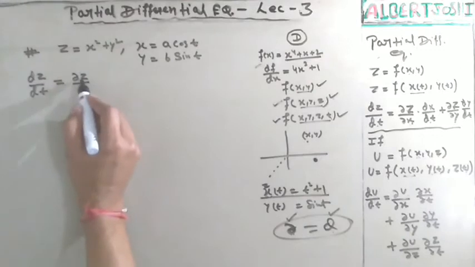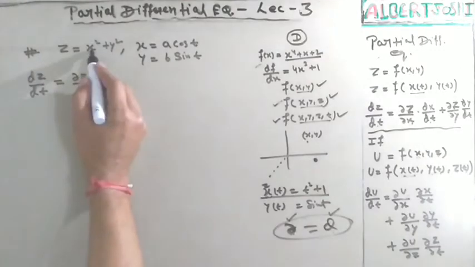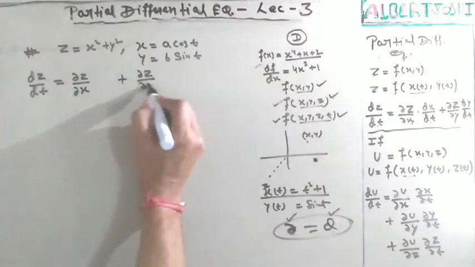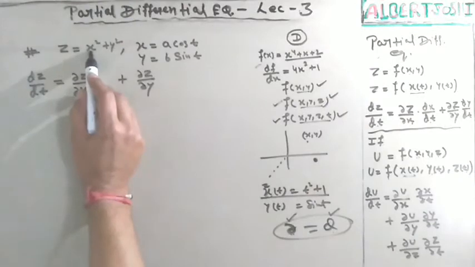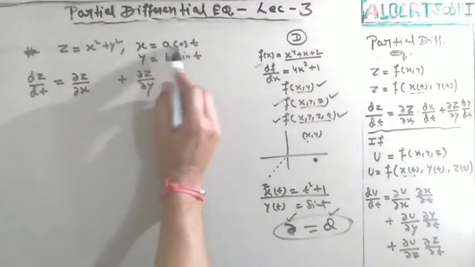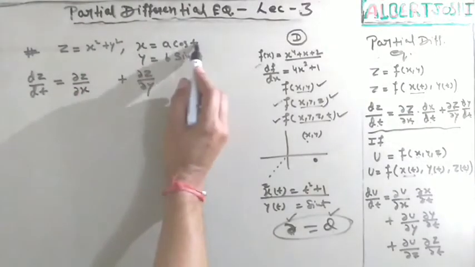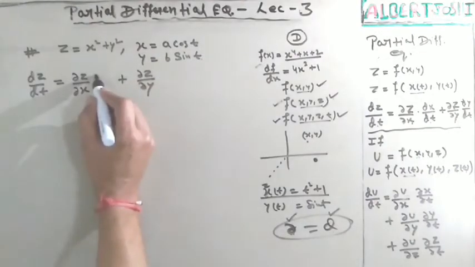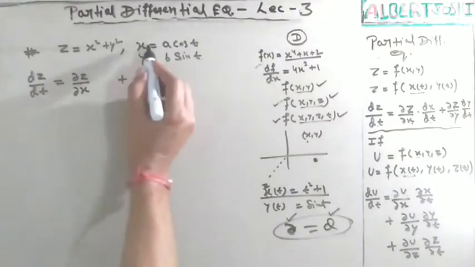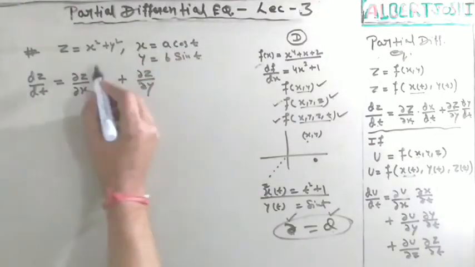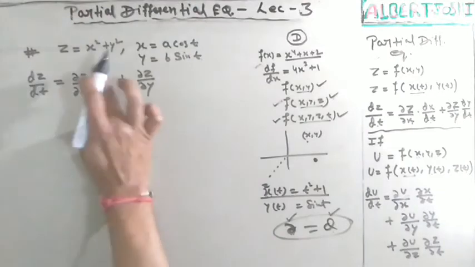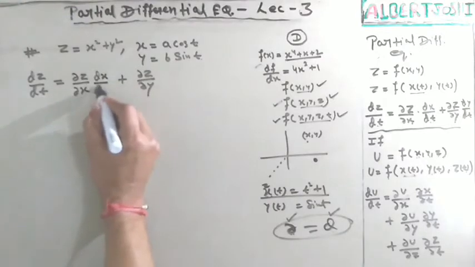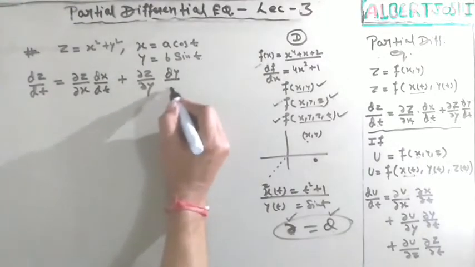Now at first you will differentiate this z with respect to x because there is an x variable. Then you will differentiate this z with respect to y. Now this x is a cos t. Inside this x there is a variable t, inside this y there is a variable t. So you will differentiate these functions with respect to t. It is working just like a function. So then you can also see dx upon dt, dy upon dt.